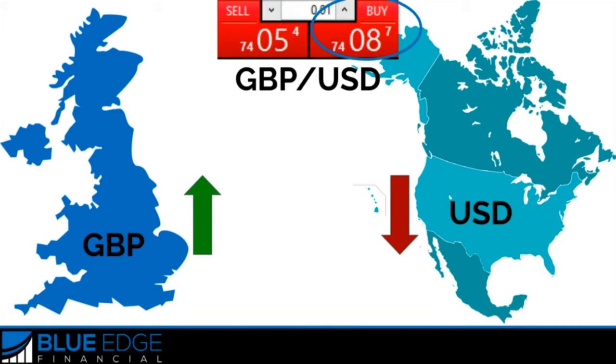But if you believe the British economy is slowing while the American economy remains strong and is going to continue to remain strong, then the GBP is going to go down in value compared to the USD that's going to go up in value. And so you would execute a sell order on GBP USD because this way you would sell pounds expecting that they're going to depreciate against the US dollar.